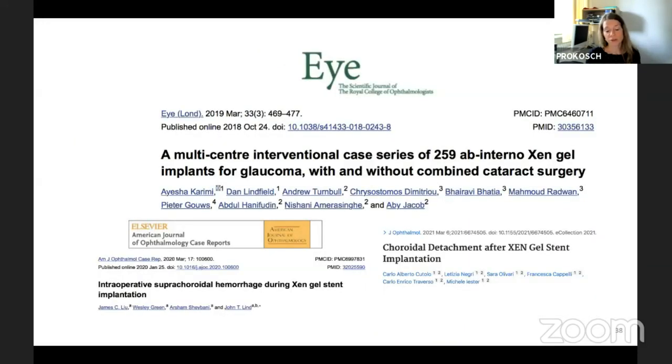It looks a bit different, although having the better IOP lowering effect, for example in XEN and even in PreserFlo, the complications actually increase. There have been suprachoroidal hemorrhages described, choroidal detachment and shallow ACs.